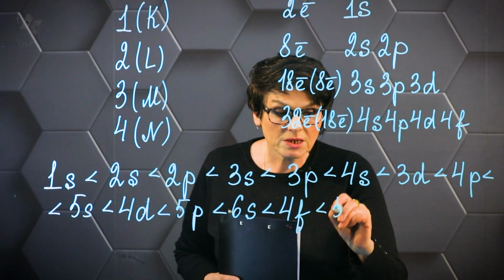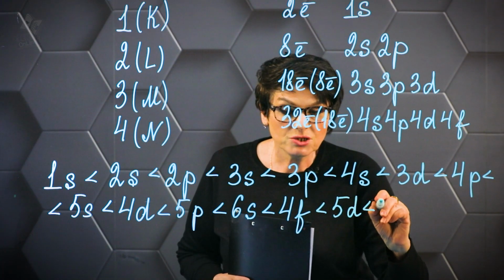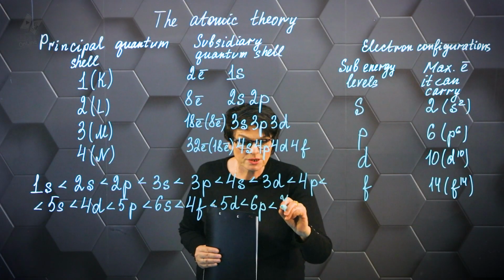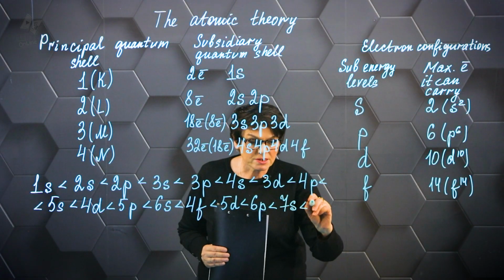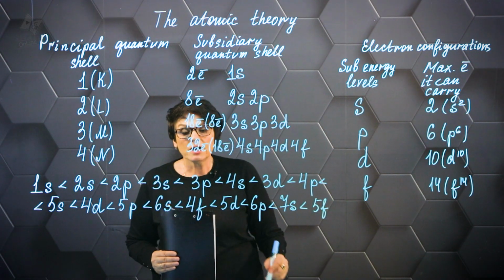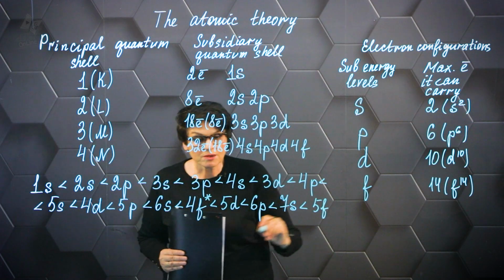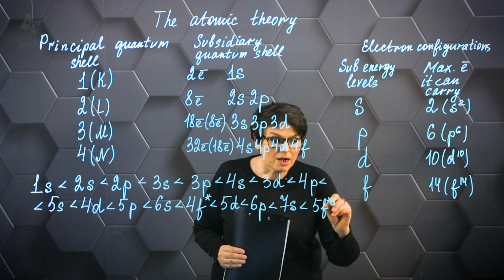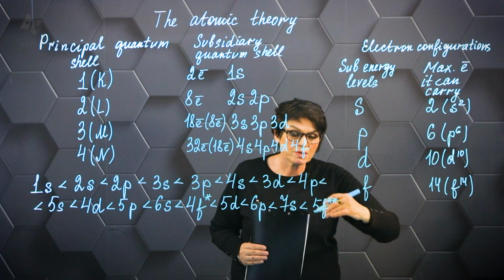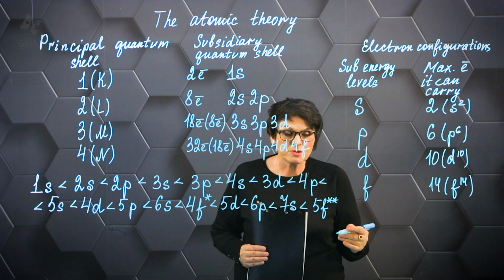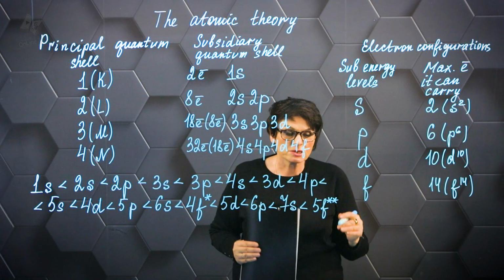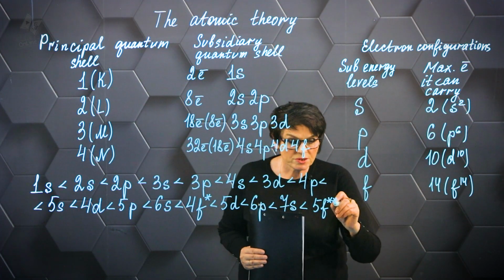Then comes the filling of 5d, followed by 6p, while in the 7th period comes 7s, again followed by 5f. These elements are called actinoids. Lanthanoids are usually designated with one asterisk and actinoids with two asterisks in the periodic table, but they are located as a rule under the 7th period in the half-long version of the table, and only in the long version are they placed in their places in the 6th and 7th periods.